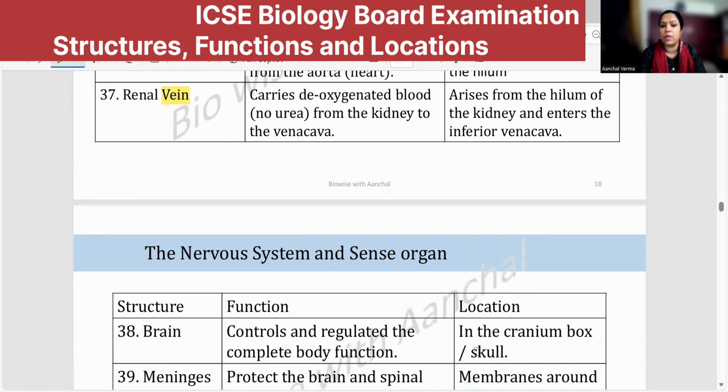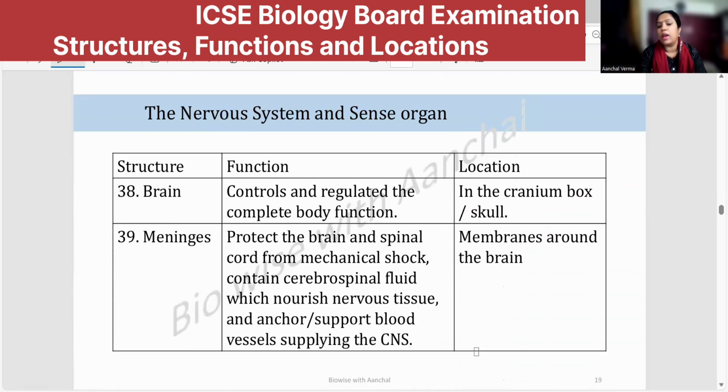Moving to the next chapter, the nervous system and the sense organs. I have taken both the chapters together. Now the brain controls and regulates the complete body function, and where is it present? In the cranium box. This is your cranium box. So inside the skull, the brain is present.